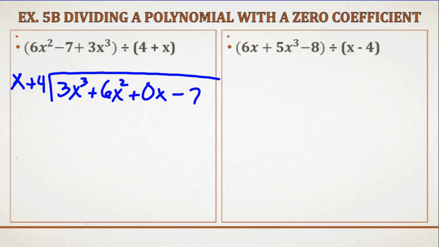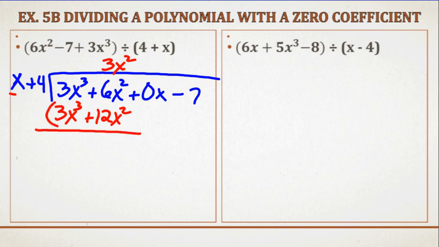So now what do I multiply x by to get 3x cubed? I need to multiply that by 3x squared. You notice I put it above this x squared column. Okay? So 3x squared times x is 3x cubed. 3x squared times 4 is a positive 12x squared.